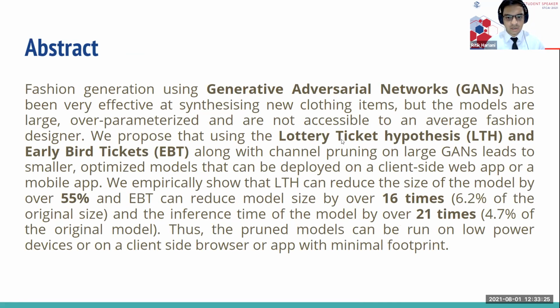We plan to provide a client-based solution where an average designer can run it himself on his own browser or a mobile phone. Since we all know that generative adversarial networks are very heavyweight CNN networks, we plan to reduce and prune them using optimization techniques such as the lottery ticket hypothesis and also early bird techniques, where we can successfully reduce the size by 16 times. And by pruning it to around 55%, we can also improve the training speed and the inference time by around 21 times.